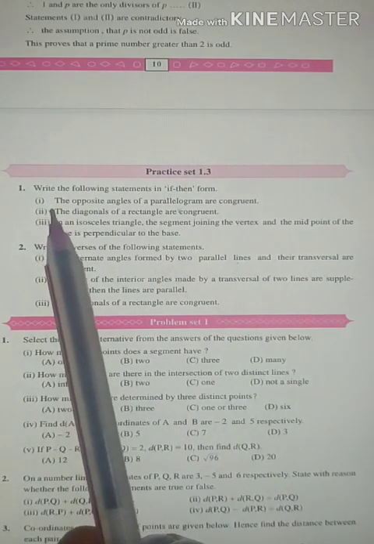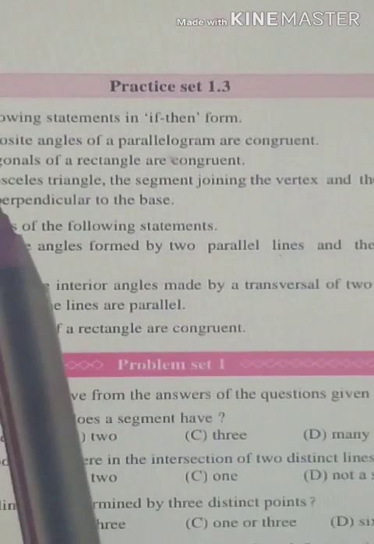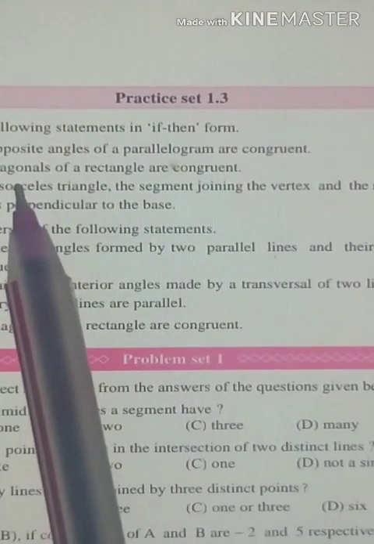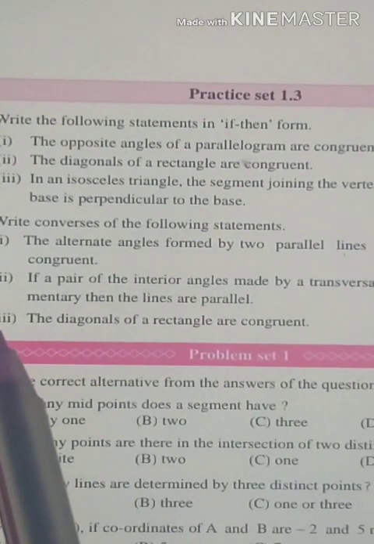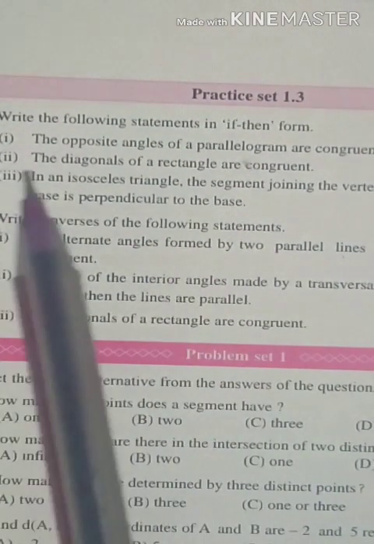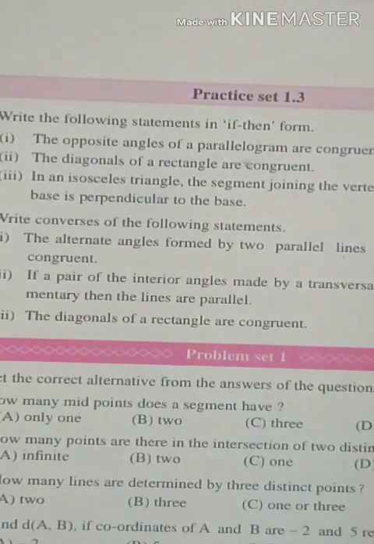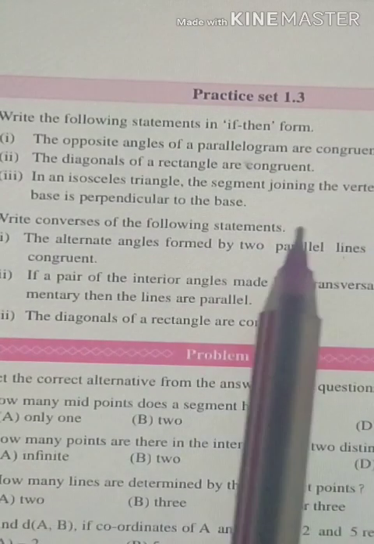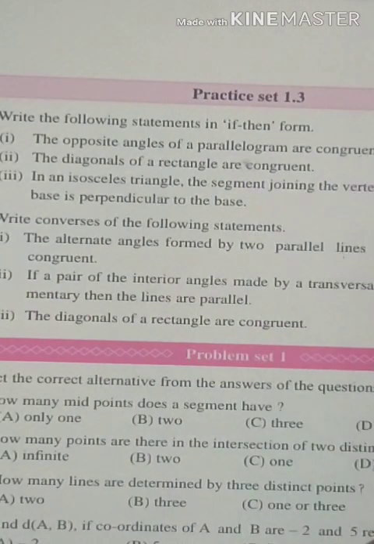So see the first question. The opposite angles of a parallelogram are congruent. This is the statement given. This is just a statement. There is no if and then in this statement. We have to write this statement in if and then form. The opposite angles of a parallelogram are congruent.